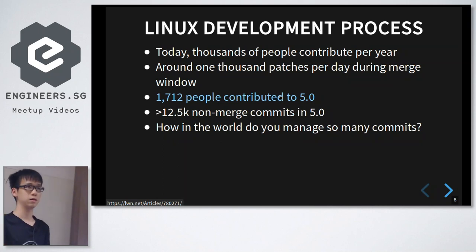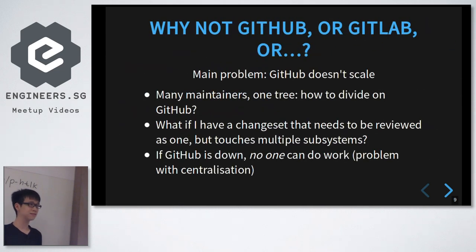A merge commit is the git merge commit when you have a merge, so that's just a commit that brings two trees together. Non-merge commits means commits that actually change code. So 12,500. How in the world do you manage so many commits, right? And would you suggest GitHub or GitLab?